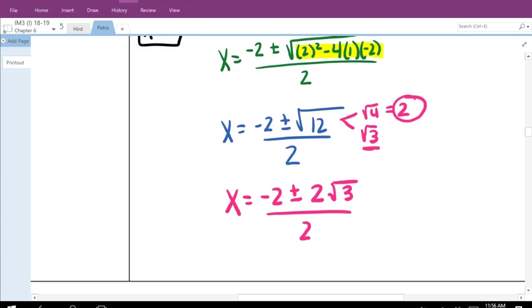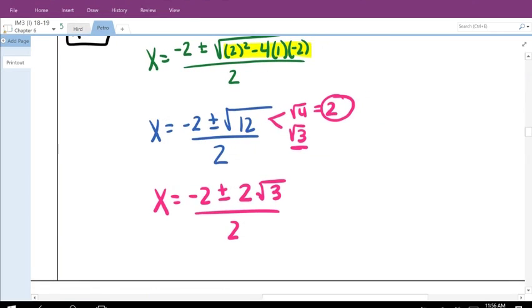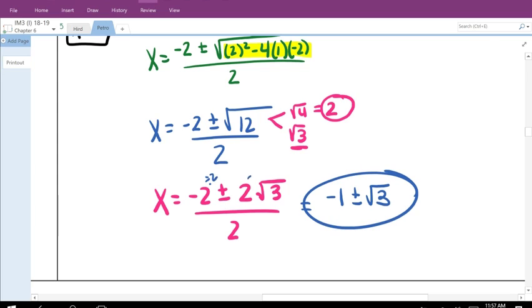Now, I would have accepted this answer on the test, but you could go further, and on the SAT it would need to be completely simplified. What number goes into all 3 of these pieces here? 2. So when you divide each one by 2, you get -1 plus or minus the square root of 3, and we're done. Because I divided each one by 2, if you want to write it down, if you get stuck on where that came from.